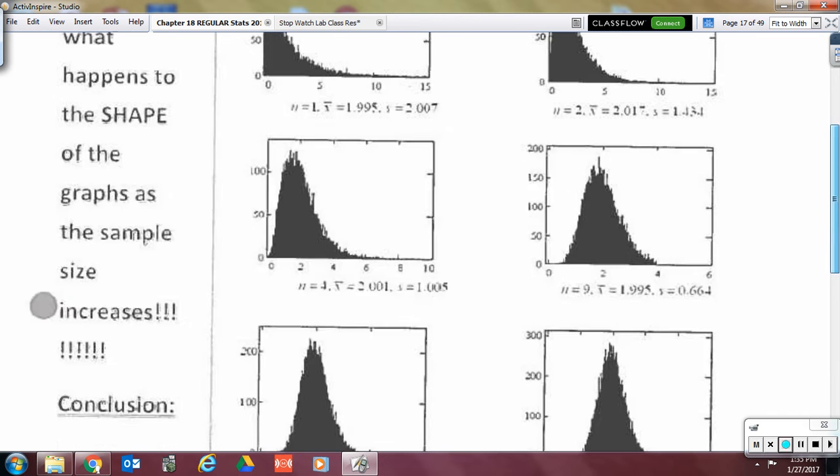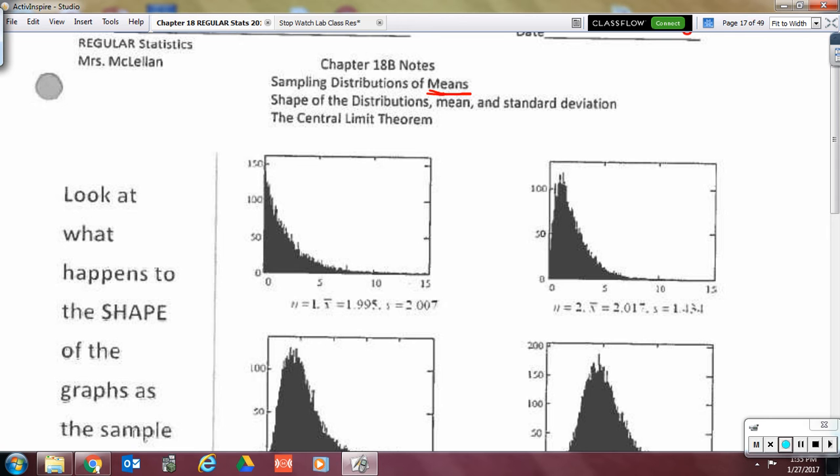Okay, so at first, what is the shape of this distribution up here in the top left? It's very skewed to the right. Okay, the stretch and the skew are the same, so this is definitely skewed to the right. So very skewed right. Now, we are going to call this the population.